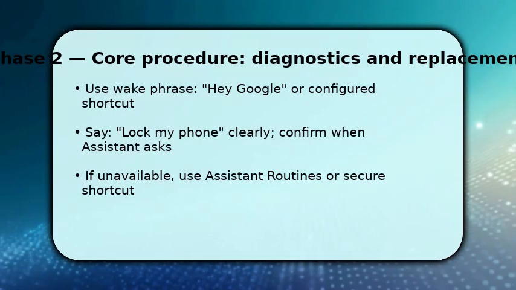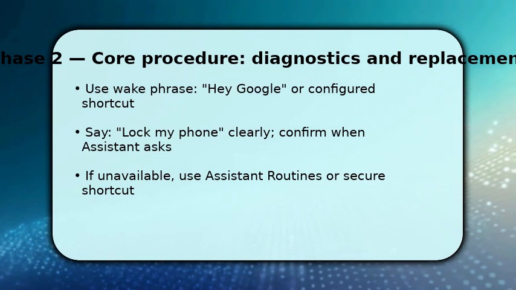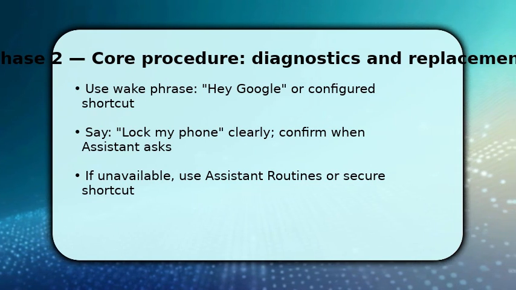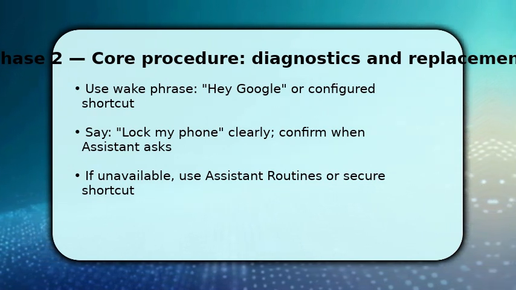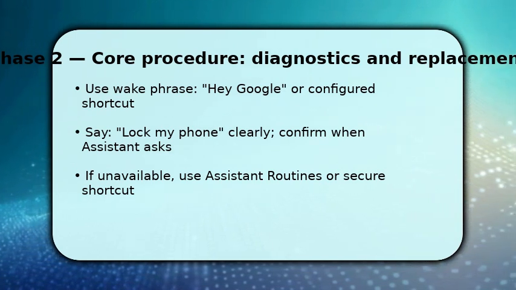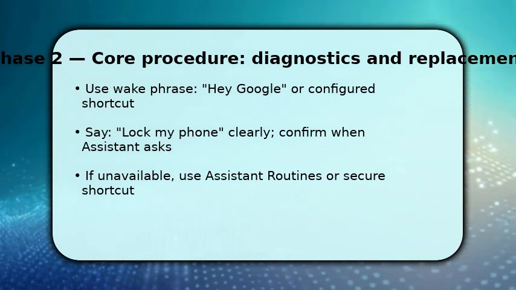You now execute the lock action. Say your wake phrase, then clearly speak, "Lock my phone." Assistant may verify your identity. Follow prompts to confirm the request. If Assistant asks for screen lock authentication, provide your PIN or pattern.